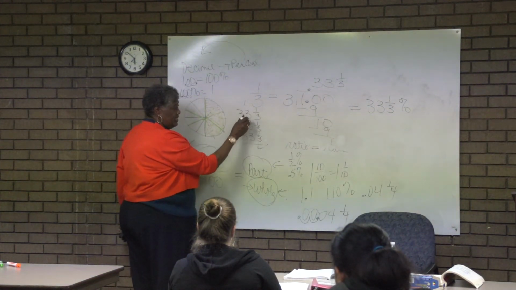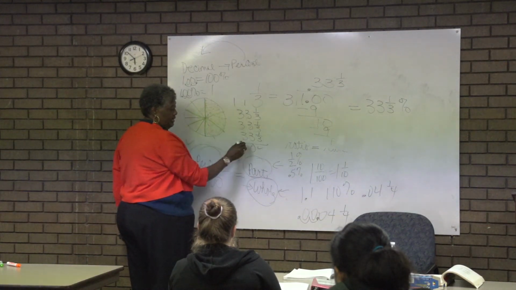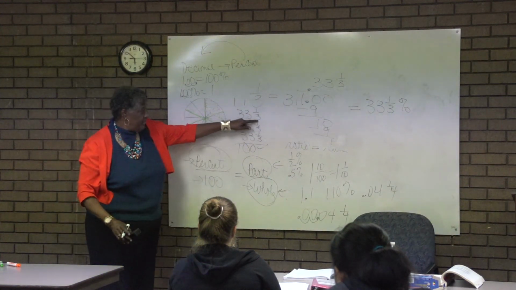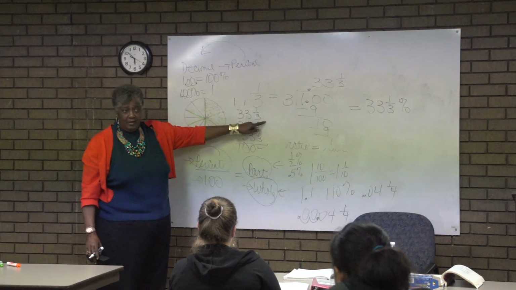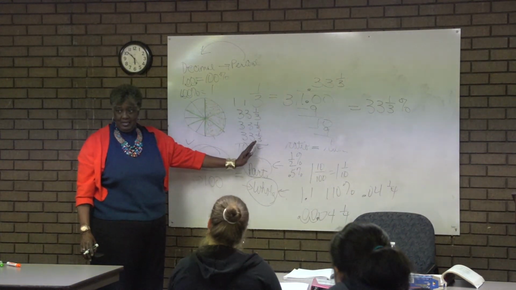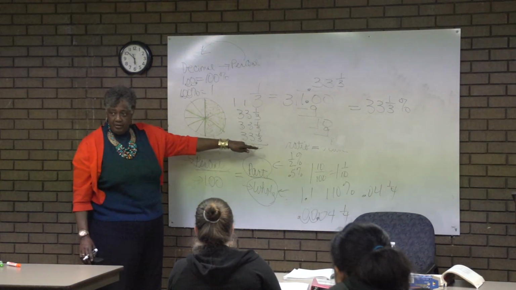Now I have 3, 6, 9, 10. There's your 100. So 1/3 of 100 is 33 1/3. It's not just 33. If I only had 33 in each one of them, that would only add up to 99. If you want to divide it all the way up, you'd have to divide it into 33 1/3.